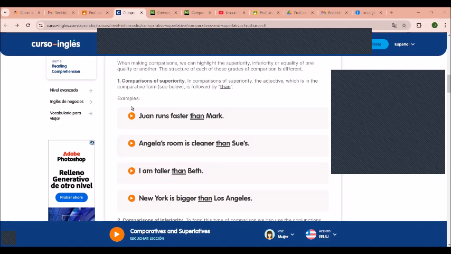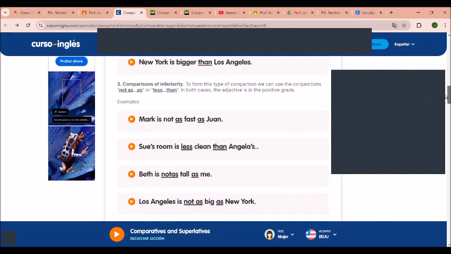Now, if it's inferiority, then it's not that this one is better than, so we would go into a different direction. Let's look at comparisons of inferiority. All right, and this time let's go with Mitzi. Let me scroll down the screen a little bit more, Mitzi.